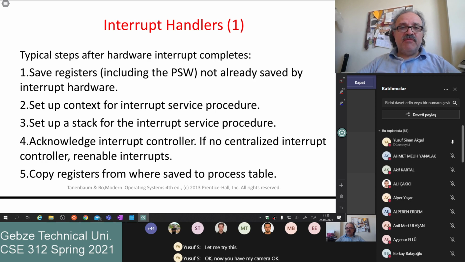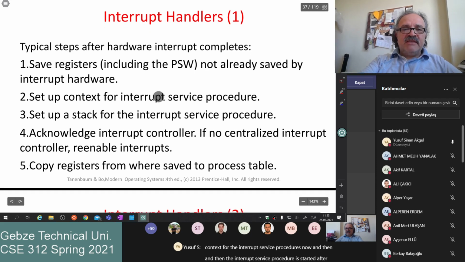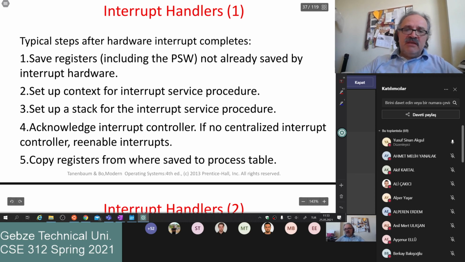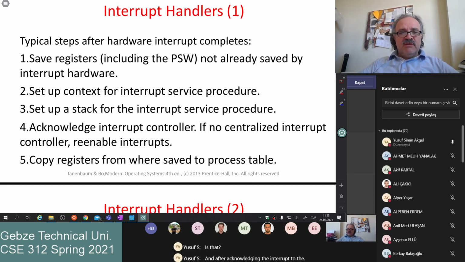We looked at these steps before. We are going to look at it one more time. When the interrupt happens, hardware-wise, the hardware is responsible for saving some important registers in some stack, and it sets up the context for the interrupt service procedure. Then the interrupt service procedure is started after the stack and context are all set, and after acknowledging the interrupt to the interrupt controller, our interrupt service procedure can start.